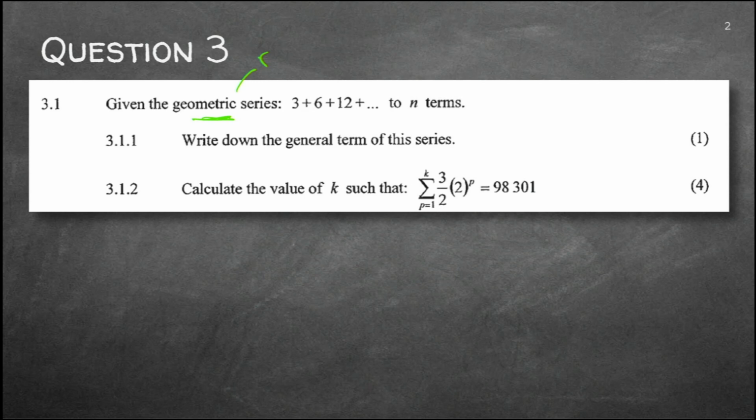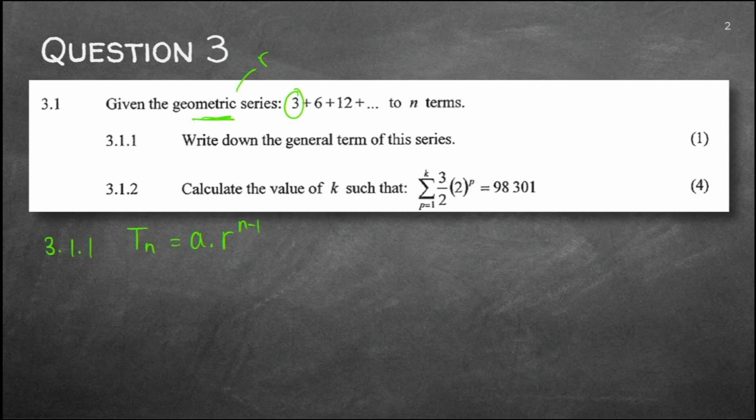12 to the n terms. Write down the general term of this series. So we know when we refer to a geometric series, the general format would be Tn is equal to a times r to the power of n minus 1.